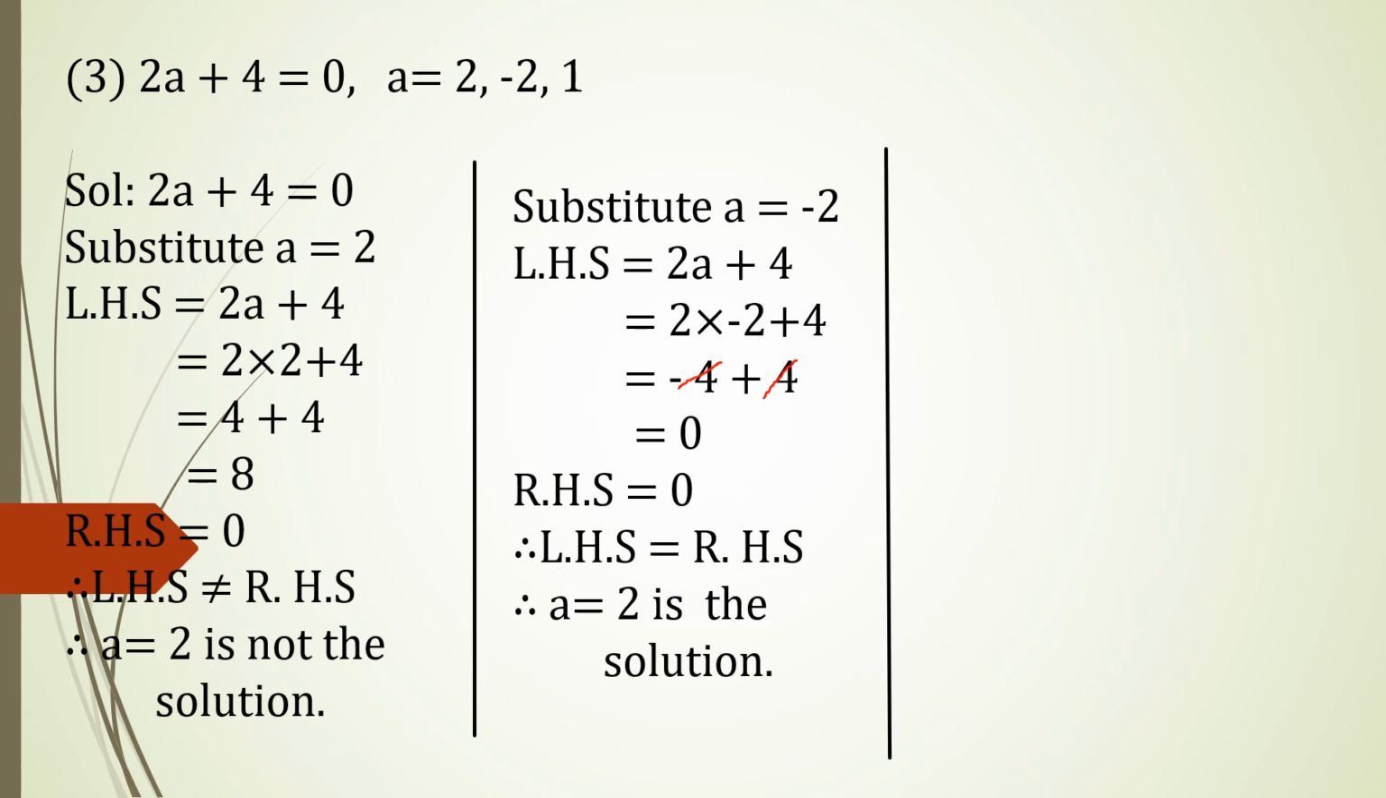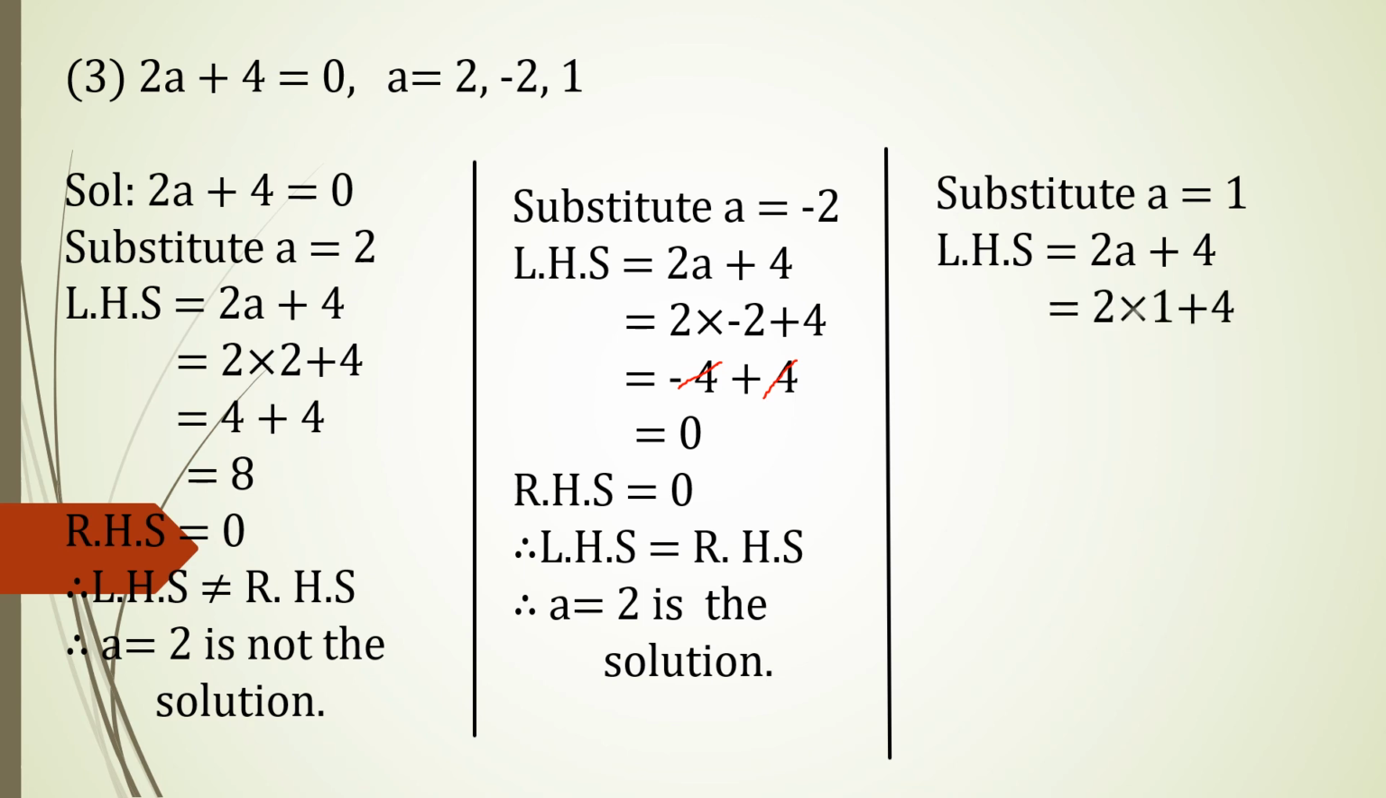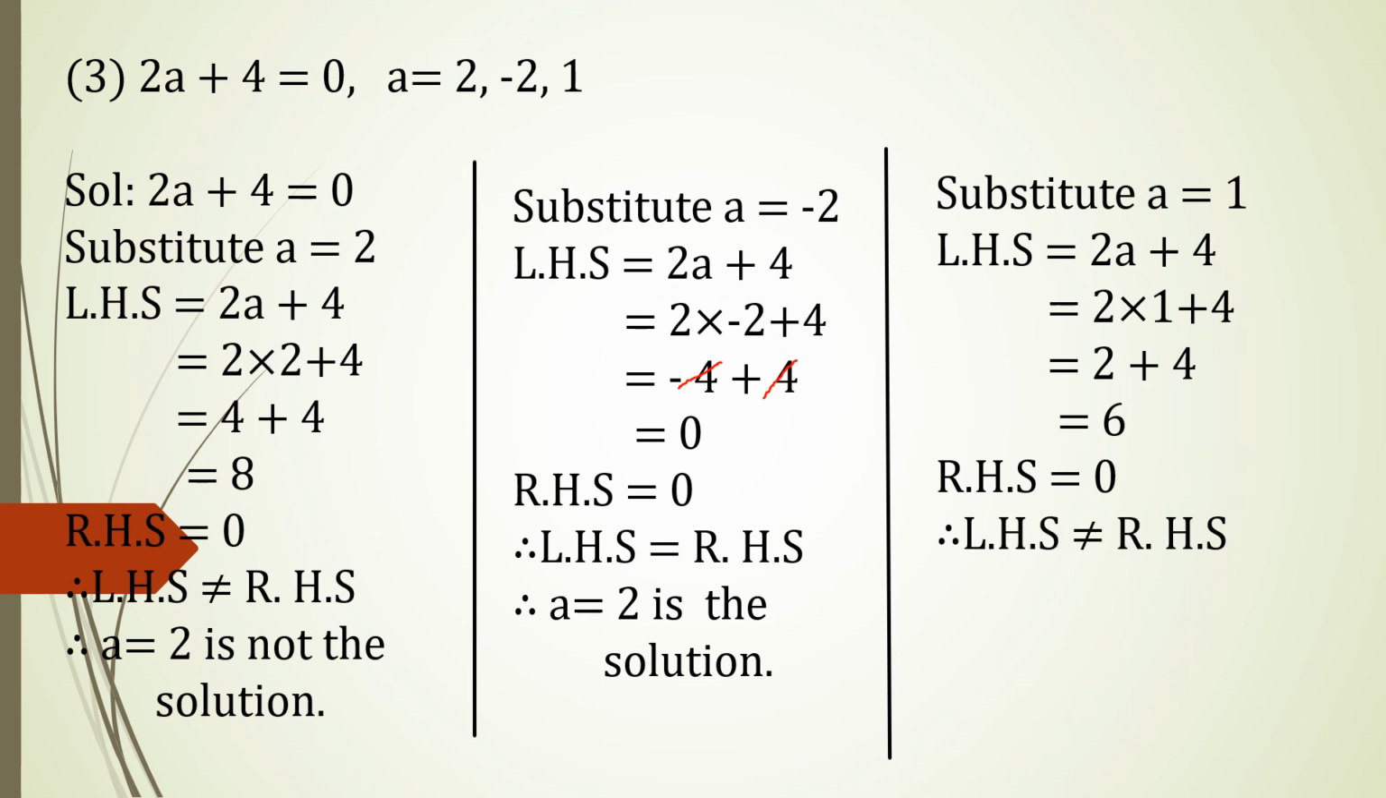Now the last one also we'll substitute and see whether it is a solution or not. Substitute a equal to 1. The left hand side is given as 2a plus 4. In place of the variable you'll write 1. So 2 into 1 plus 4. 2 into 1 is 2, plus 4. So 2 plus 4, student, you'll get the answer as 6. So the left hand side, if you solve, you get 6 and the right hand side given is 0. So, student, the left hand side is not equal to the right hand side. Therefore, a equal to 1 is not the solution. I hope you understood these sums.